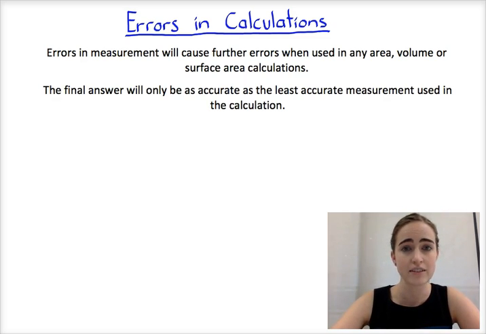So our final answer of any calculation is only ever going to be as accurate as the least accurate measurement that we've used in the calculation. So if our least accurate answer was accurate to two significant figures, then our final answer is only going to be accurate to two significant figures as well. So let's have a look at an example of what this looks like.